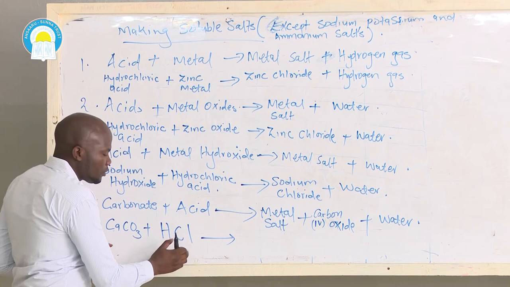For example, the first method is here, acid being reacted with a metal. When an acid is reacted with a metal, this one we did in year 9 and we are still meeting it. When an acid is reacted with a metal, any metal, we end up getting a metal salt and hydrogen. And note this in year 10: we cannot react the alkali metals with the acids. That is why we are being told here, except sodium and potassium. We cannot react these metals with an acid.